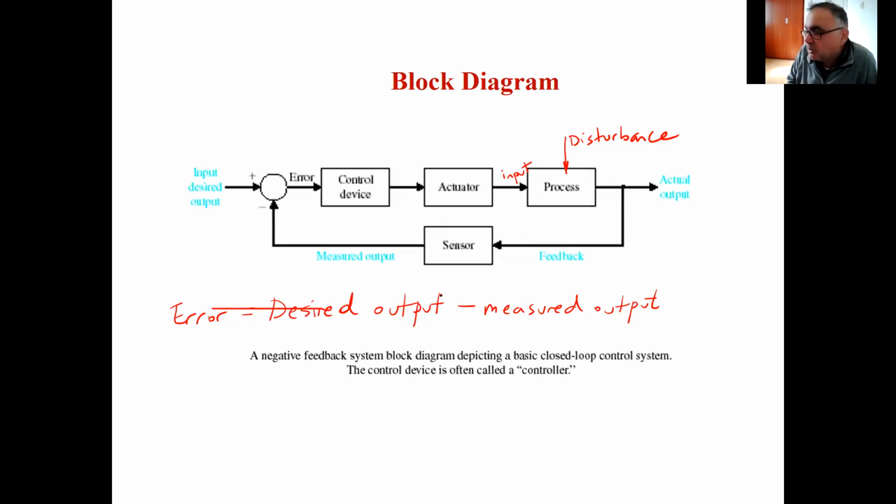And what happens? Because of the loss of heat, eventually the temperature is going to drop. And then the error is again going to be positive, and the heater is going to start again. So error is the driving variable that drives the control device. Is it clear now?